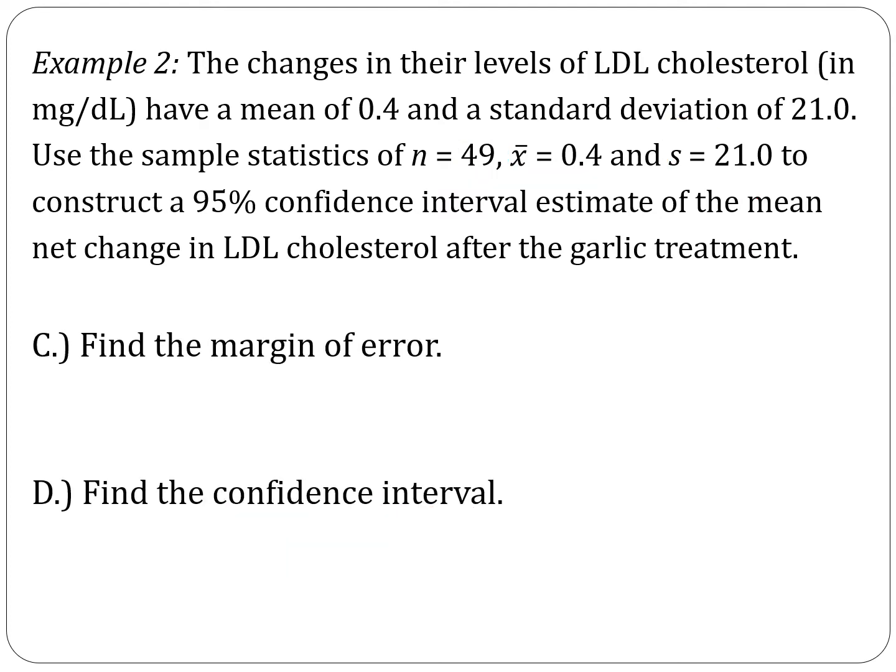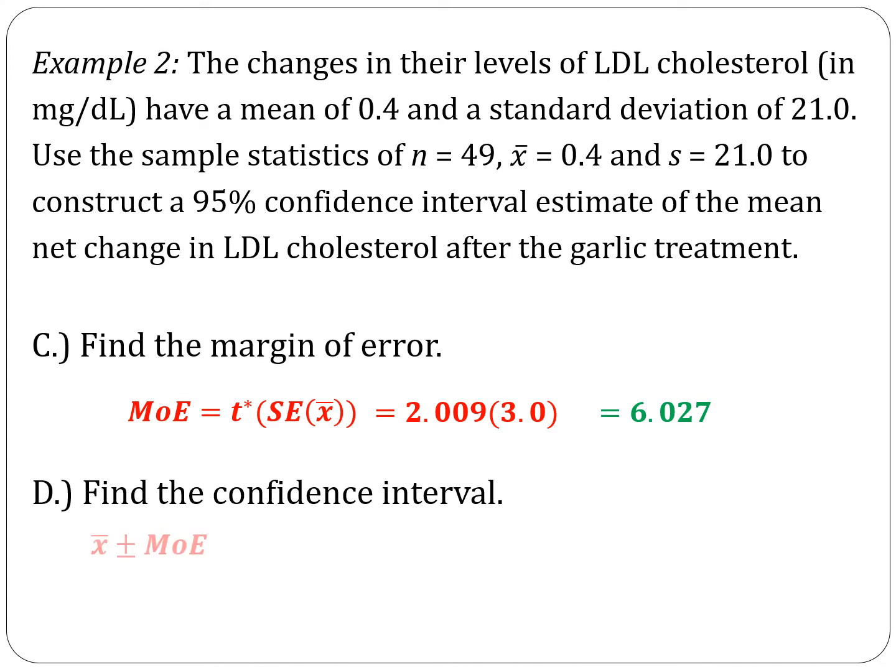Find the margin of error. It had been a z-score times the standard deviation. Now it's just the t-score times the standard error. 2.009 times that 3.0. Margin of error is 6.027. And the confidence interval is the same as it has been. Take our sample mean, add and subtract the margin of error. We get negative 5.6 to positive 6.4.